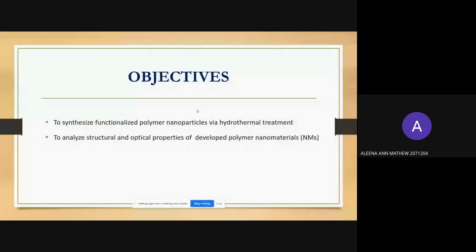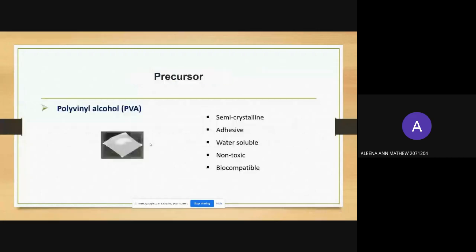So my objectives are to synthesize functionalized polymer nanoparticles via hydrothermal treatment and to analyze the structural and optical properties of developed polymer nanomaterials. So I used polyvinyl alcohol as the precursor. PVA is a semi-crystalline polymer. It has adhesive property, is a water-soluble polymer, non-toxic and biocompatible.